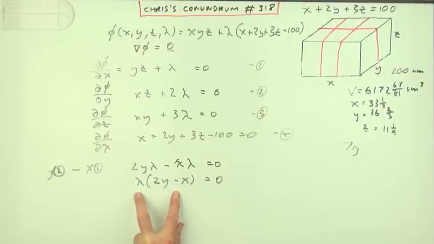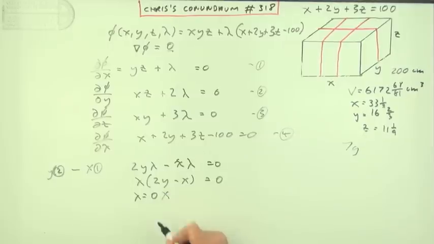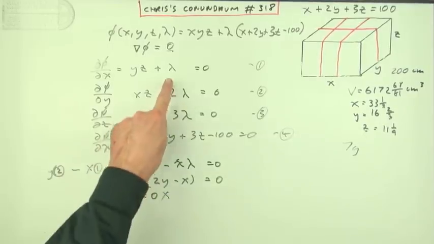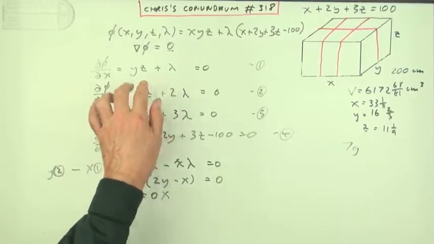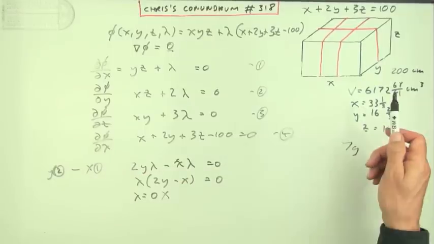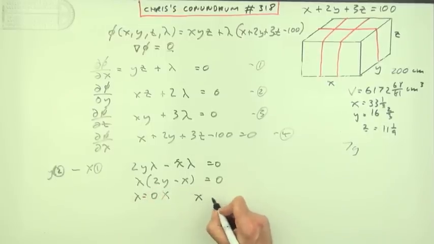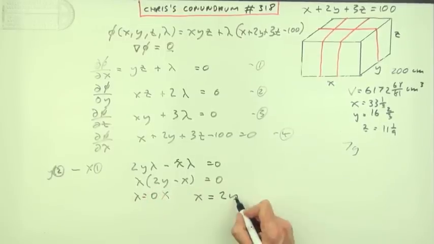The two solutions to that would be lambda equals 0, which I can't have, because if lambda was 0, that means that either y or z would be 0, and you know that the volume would be 0 down on the axis, so that doesn't apply. So I've got this condition. I've got x equals 2y. That's not bad.